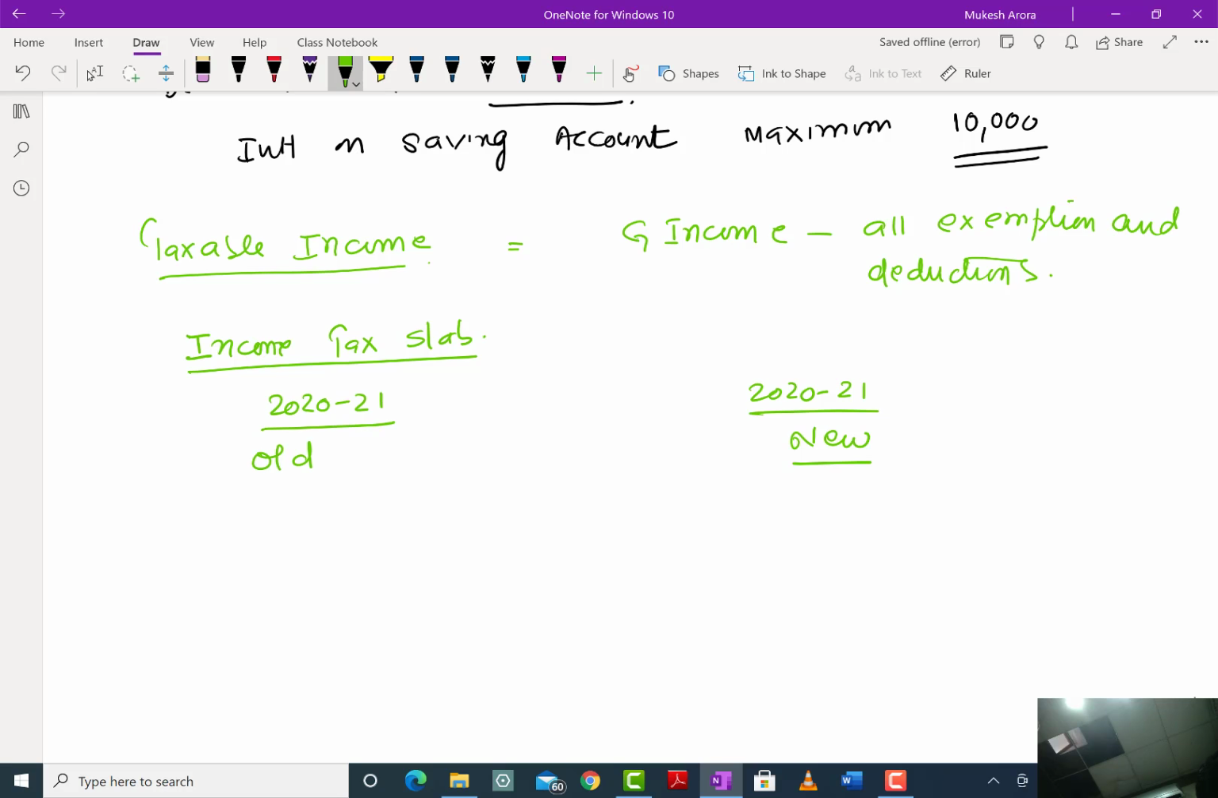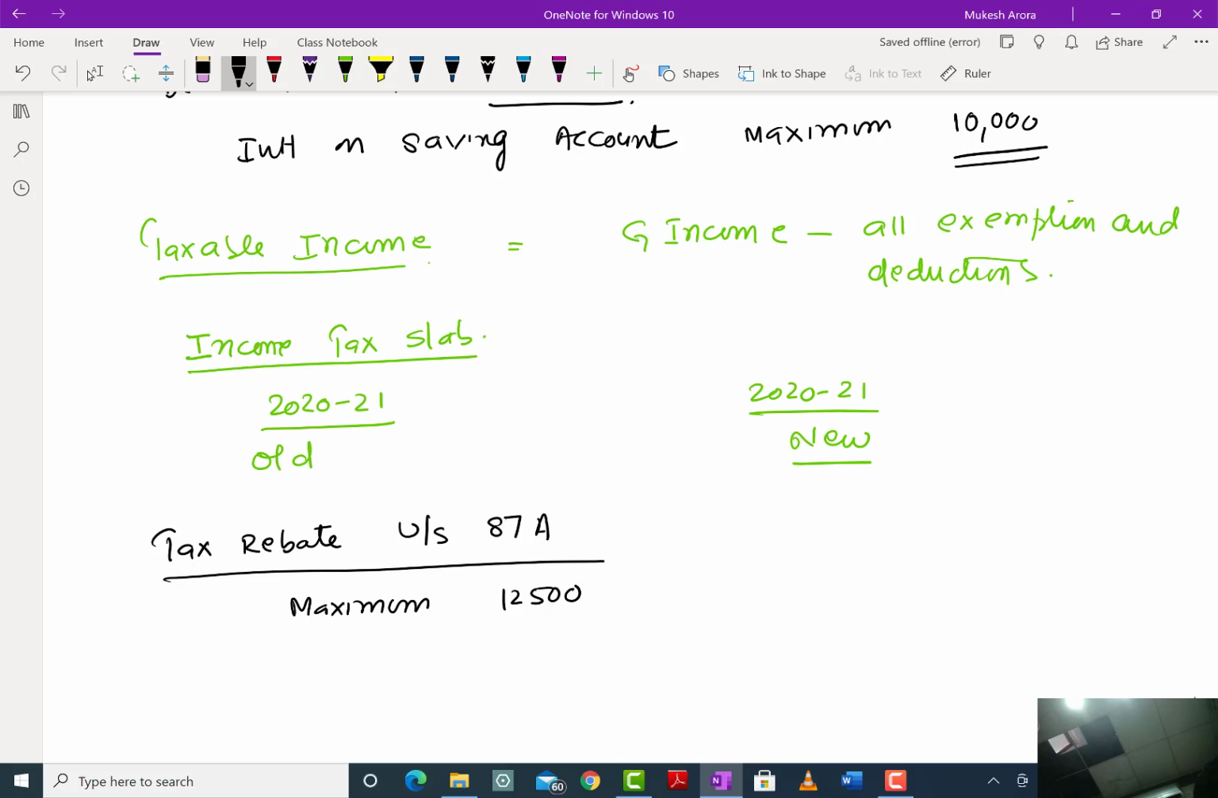Then we have taxable income and tax rebate under section 87A. The maximum rebate in this is 12,500. This tax rebate under section 87A is allowed to the individual, a maximum of 12,500, for taxable income up to 5 lakh. If the income is up to 5 lakh, then 12,500 is there.